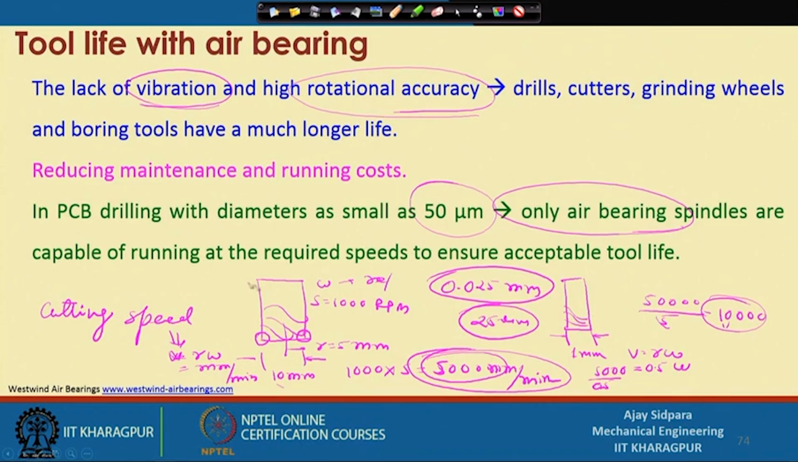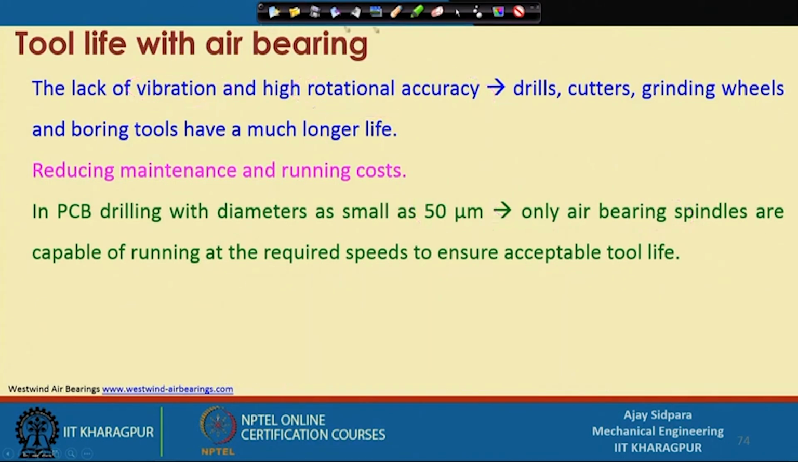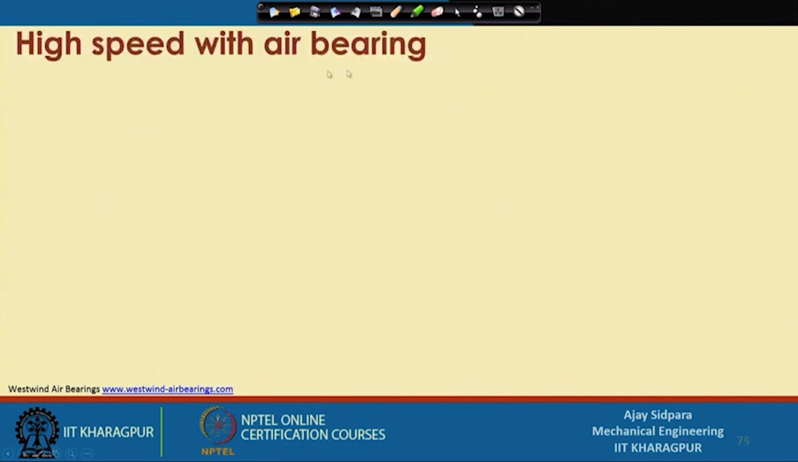So, in this particular case, the air bearing is the only thing that will help in the final machining, or in PCB drilling or any other type of machining operation where you need a high speed. High speed with the air bearing, it is obvious that it has a very low vibration level. So, when the vibration level is low, you can actually go beyond a certain limit of speed.